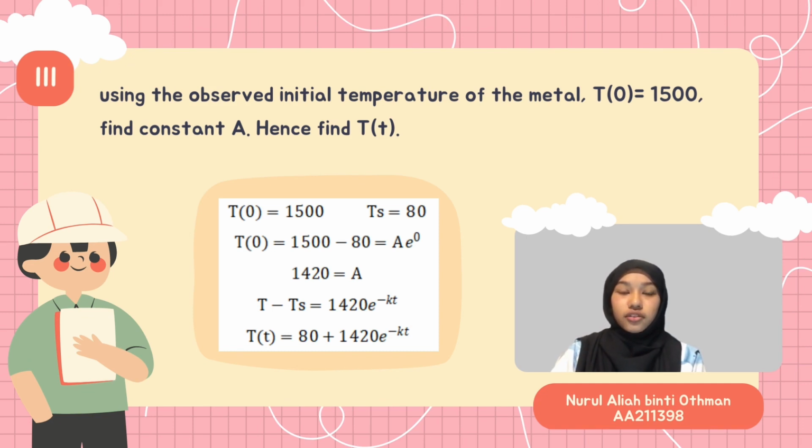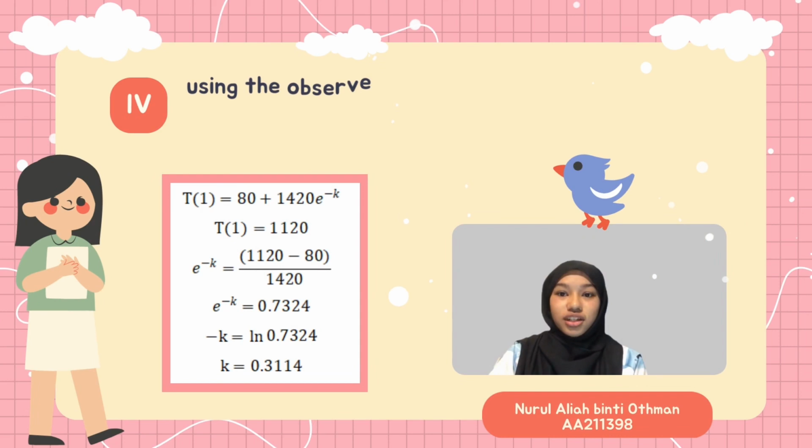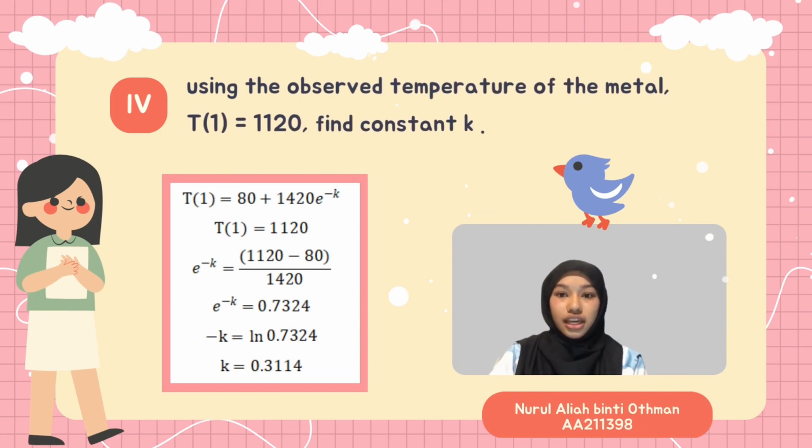After that, find T of the object. Just complete the equation and move Ts to the right side. The last answer will be 80 plus 1420 e^(-kt). Next, the question requires us to find constant k by using the observed temperature of the metal, that is 1120.